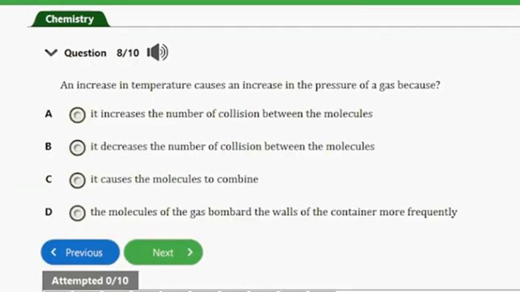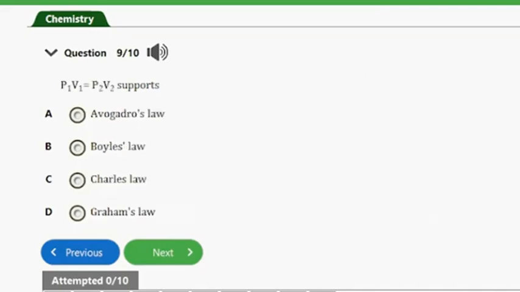Question number 8. It says, an increase in temperature causes an increase in pressure of a gas because: A, it increases the number of collisions between the molecules. B, it decreases the number of collisions between the molecules. C, it causes the molecules to combine. D, the molecules of the gas bombard the walls of the container more frequently. So guys, the answer to this question is option D. The molecules of the gas bombard the walls of the container more frequently. So let's consider the next question.